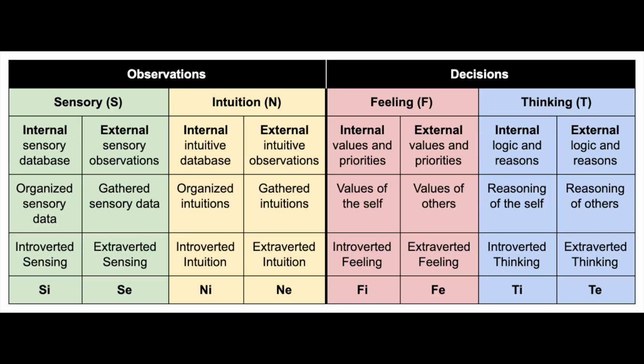So we have the 4 areas that split up and break into 8 cognitive functions. Just like in mathematics, we have a different kind of nomenclature that we use to help symbolize what we're talking about. I've created a table that synthesizes all the information that we've been talking about. With sensing, we have the internal versus the external, whether it's organized or gathered. We would call it introverted sensing versus extroverted sensing. The bottom row is the nomenclature, the symbols, that we would use. The same goes for intuition, Ni versus Ne, feeling, Fi versus Fe, thinking, Ti versus Te.